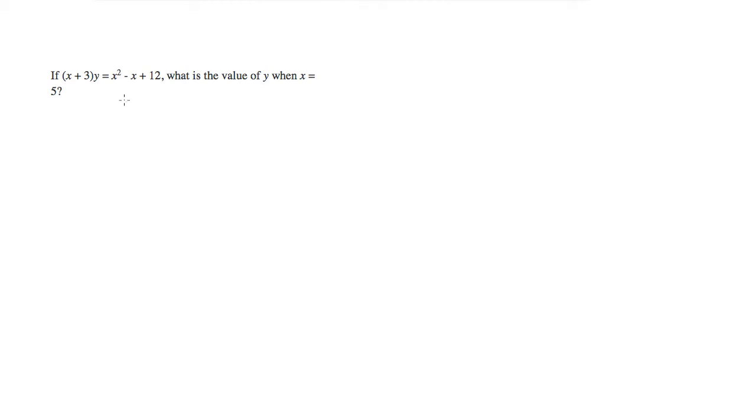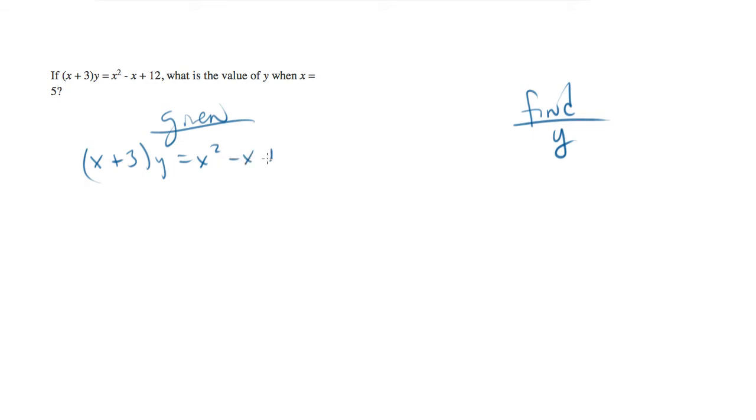This is the real Tom Rose, and we're solving an SAT problem with a fairly ridiculous equation in it. We've been given a bunch of stuff, and we've been asked to find something. We've been asked to find y given this ridiculous equation. X plus 3 times y equals x squared minus x plus 12, and we're told that x equals 5.